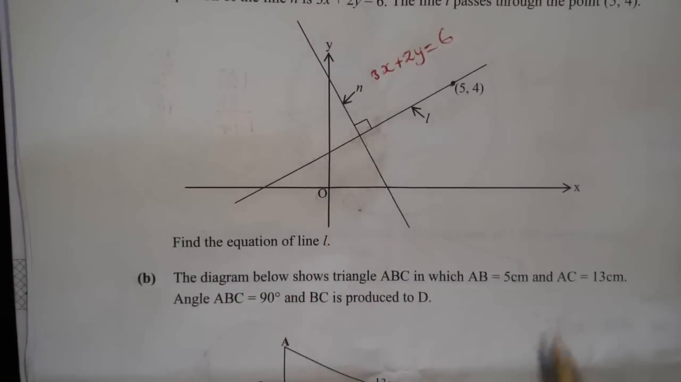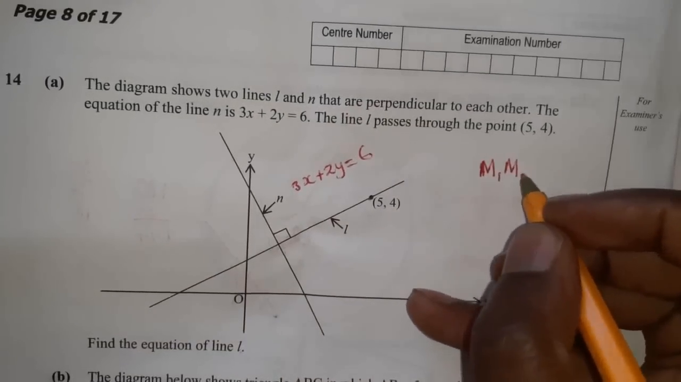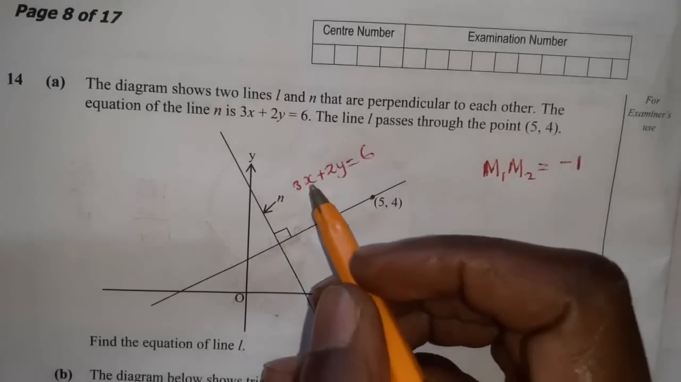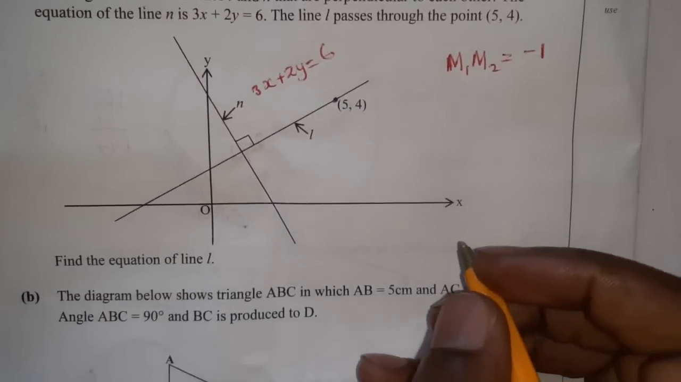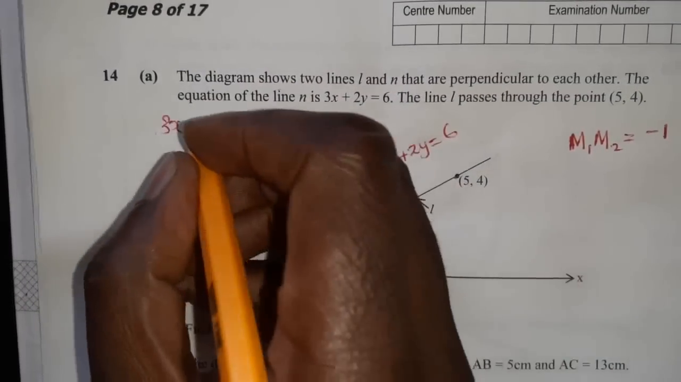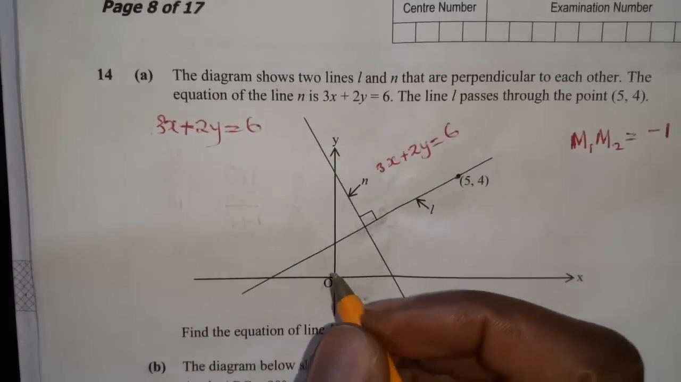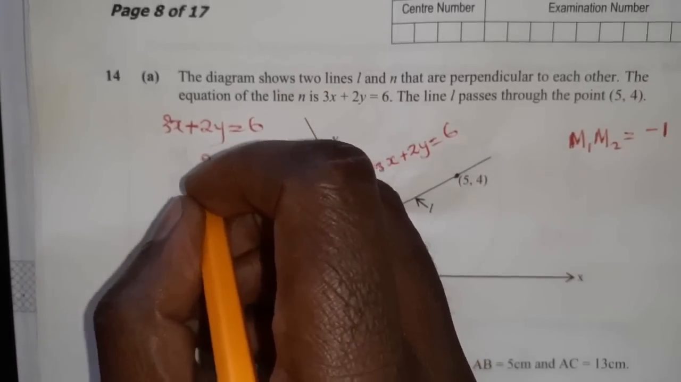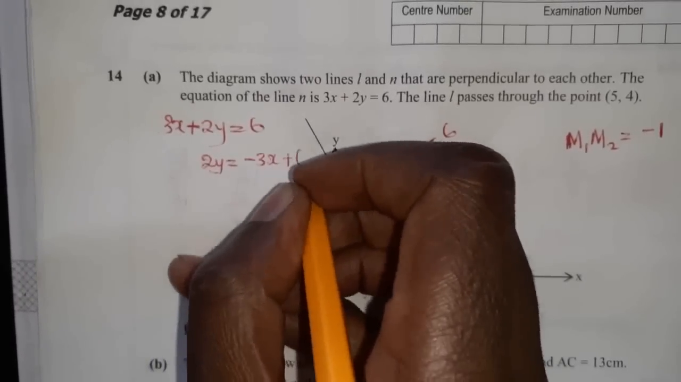So now we need to find the equation of the line L. You know now that for lines that are perpendicular to each other, when we multiply their gradients, they give us -1. So we need to find the gradient of this equation. How do we find the gradient of that equation? We write 3x plus 2y equals 6. Here we make y the subject of the formula. We say 2y equals minus 3x plus 6.